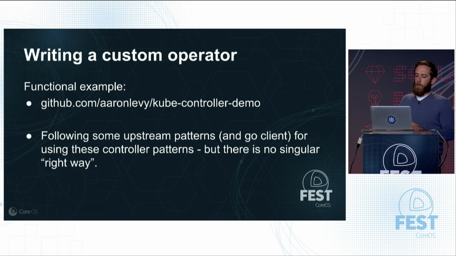So how are we going to write this operator? The first thing is that some of this code gets pretty dense, and it's kind of hard to fit into slides, so some of it is pseudocode. But there's a full functional example under my GitHub, Aaron Levy /kube-controller-demo. This is following some upstream patterns, and we're using the Go client to build this. But there's no singular right way of doing this. Conceptually, you're interacting with the Kubernetes API, and then you're building in business logic to act on changes to the API.